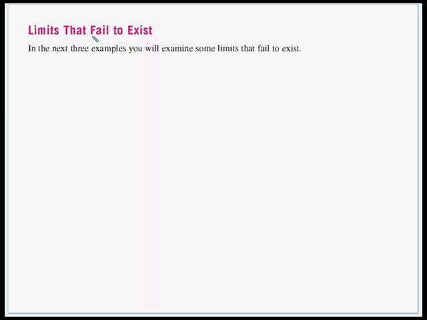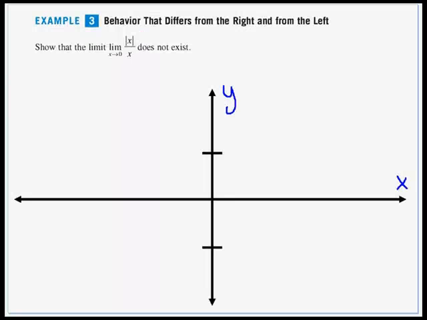And I mentioned at the beginning of the video, there are times when limits do not exist. In the next three examples, we're going to examine those three times when some limits fail to exist at all. So our first one here is example 3, behavior that differs from the left and the right.